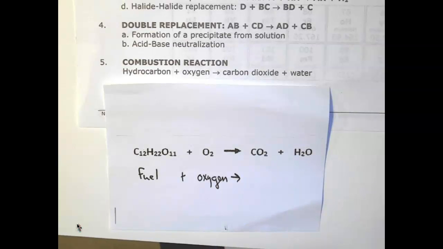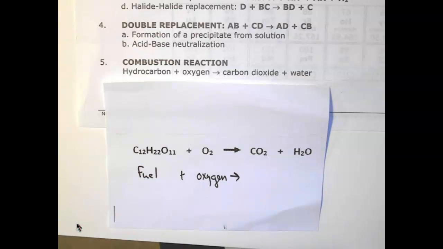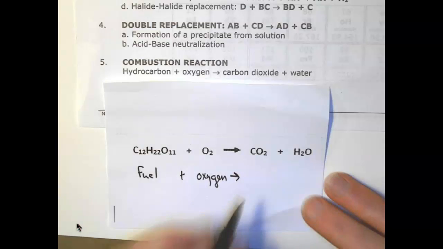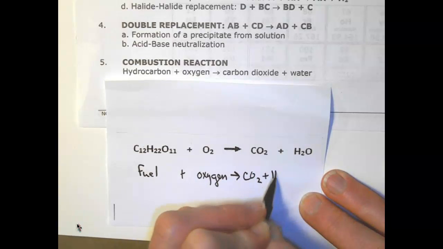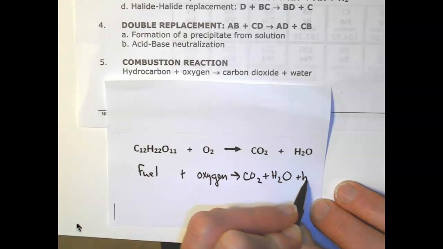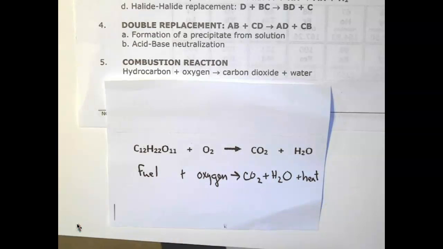So anytime you have a fuel that is burned with oxygen, and you need some kind of activation energy, you will get carbon dioxide and water, and heat will also be given off. Now you can say, I've never seen water when I burn things. Well, that's because the boiling point of water is 100 degrees, and when you burn something, it's usually hotter than that. So the water is usually in a gas state, and so is the carbon dioxide.